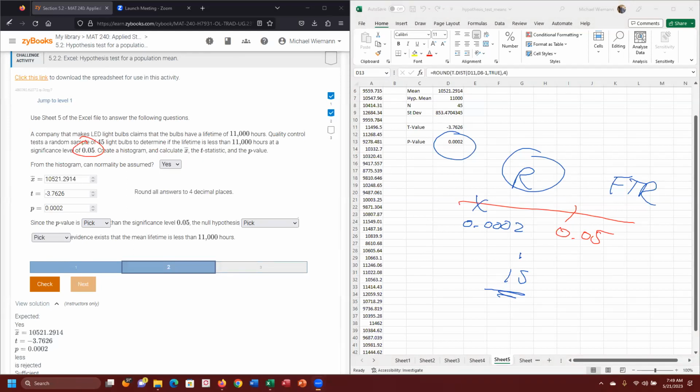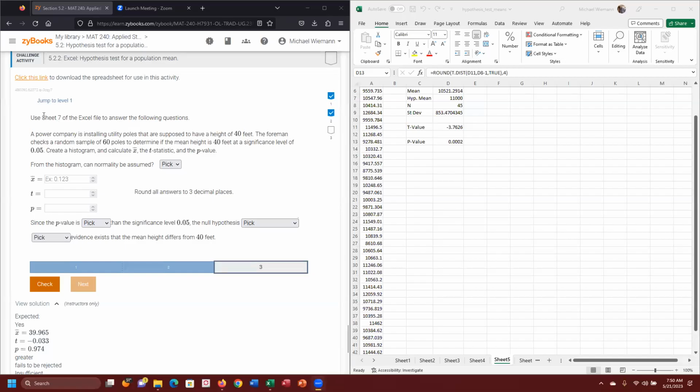So let's go ahead and verify we did that correctly. The p-value is less than it. We will reject it, and there is sufficient evidence in that case. So I think I got everything keyed in there, ready to go. Check it. Now we're good to go on that one. Now we can go to problem 3.